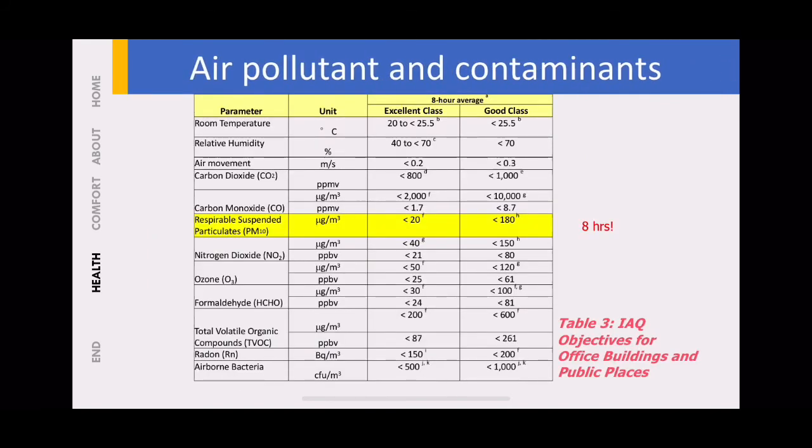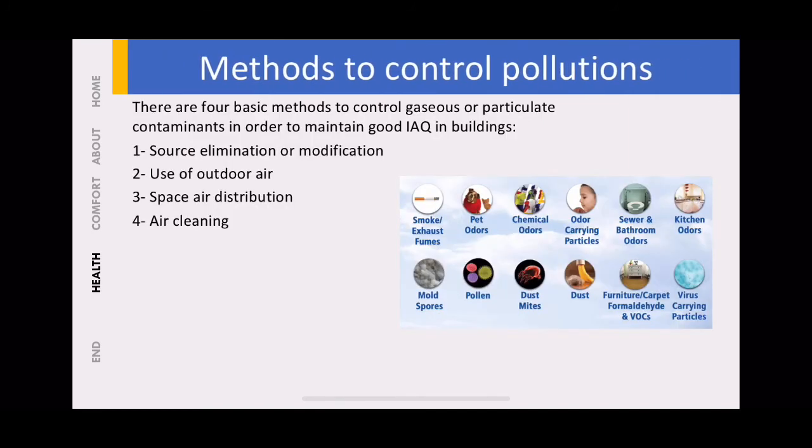Alright. On these slides, we talk more about air pollutants and contaminants. The parameters, like room temperature, are also contaminants. High temperature, high relative humidity, and high air movement also contribute to a place which does not have a good, comfortable space, right?